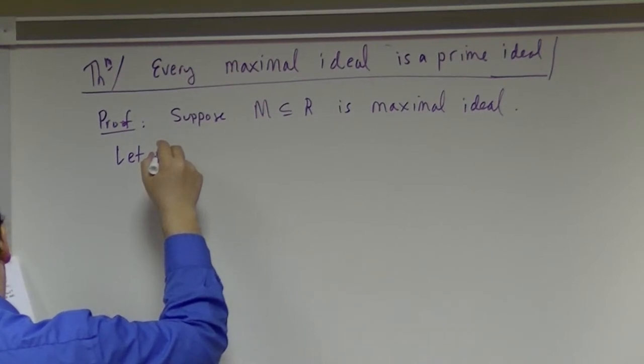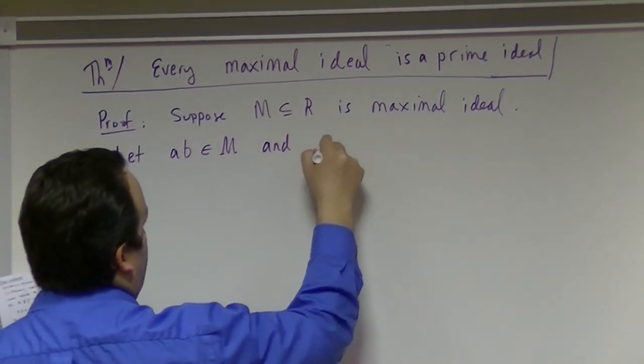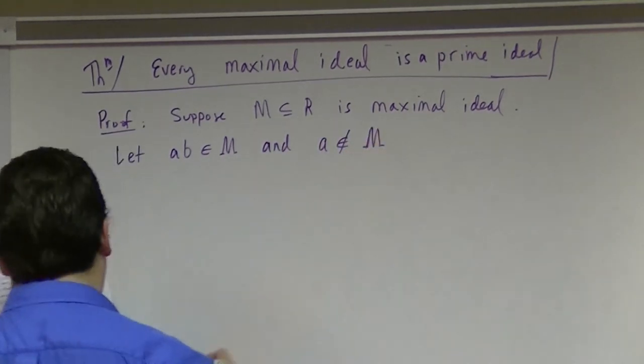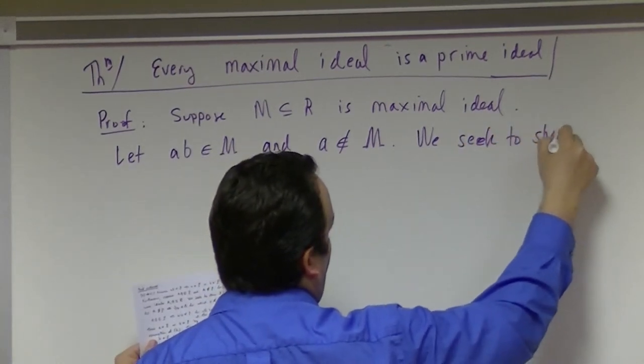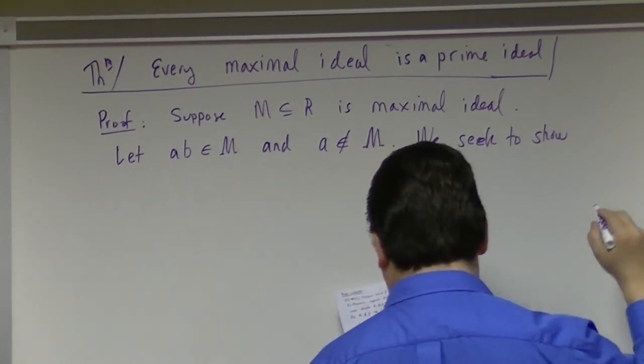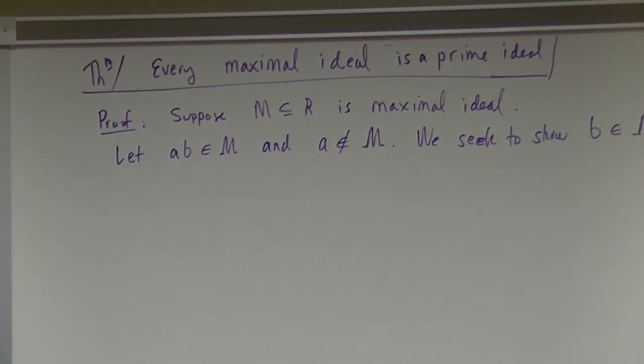Let's see here. Let's let AB be an element of M, and let A not be an element of M. We seek to prove what? What do we seek to show here? B is an element of M. So what we're going to do is a standard trick. We want to use the maximality of M, which means we want to find some ideal which is larger than M and is based on using this point outside M. So how do you construct a new ideal that contains M, but is also larger than M based on this point A?